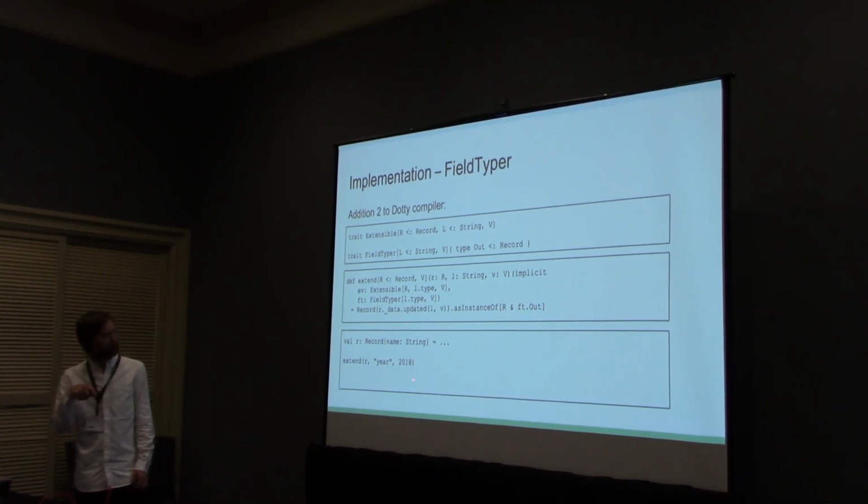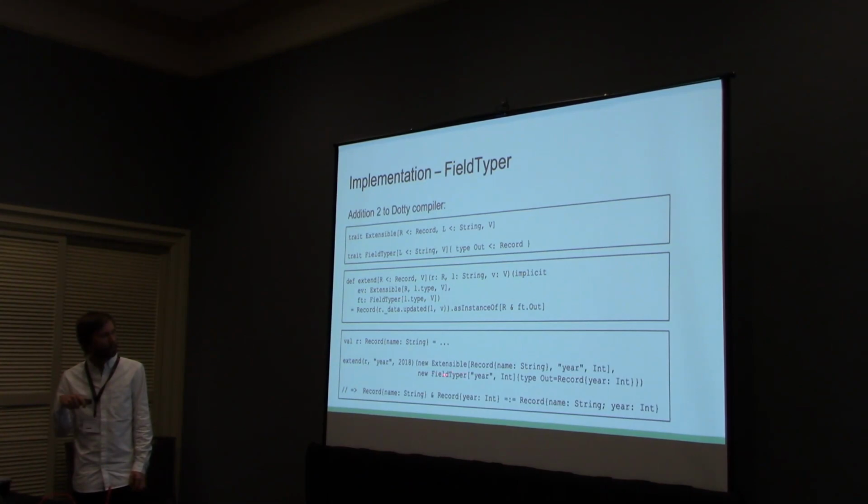So what happens when you call this? Well, the compiler synthesizes proof of extensibility. It synthesizes a FieldTyper that does the mapping, and the result would be this intersection type that corresponds to the record type that we want.